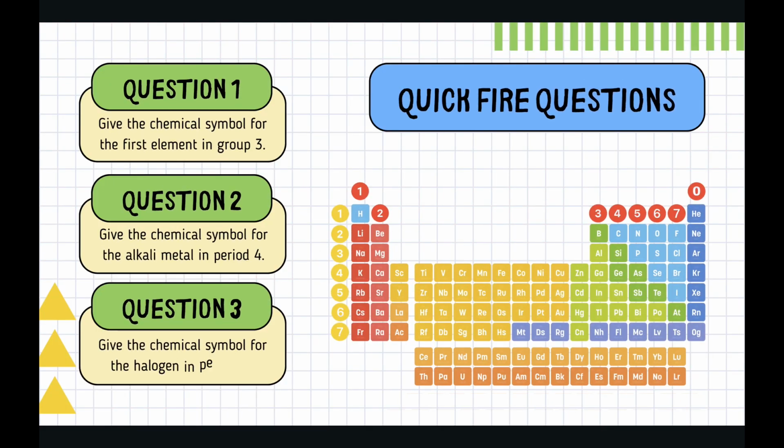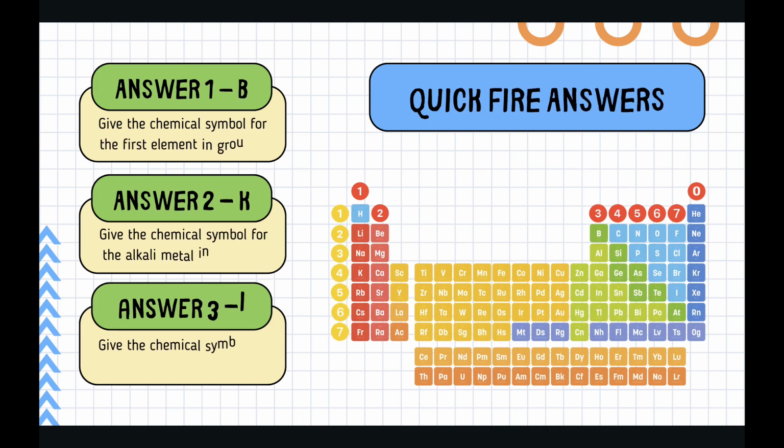Now a quick quiz for you. Question 1. Can you give the chemical symbol for the first element in group 3? Second question. Can you give the chemical symbol for the alkali metal in period 4? Third question. Give the chemical symbol for the halogen in period 5.